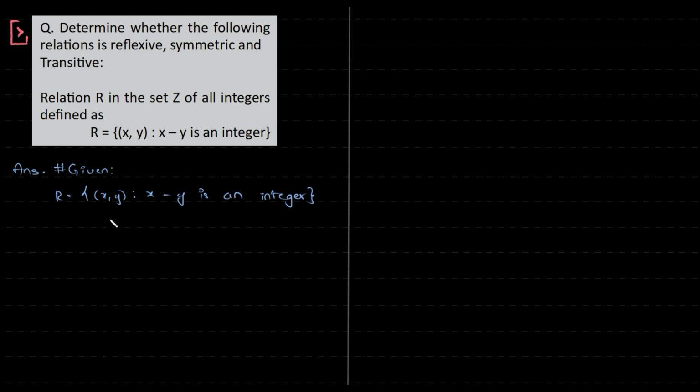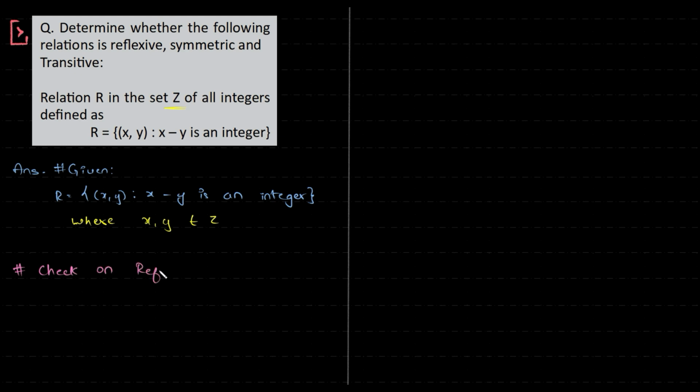So where do we get the x and y from? Where x and y belong to integers themselves, right? This is very important. If the same question was given for natural numbers, then the answer would have been different. Now, we'll start off with checking reflexive.